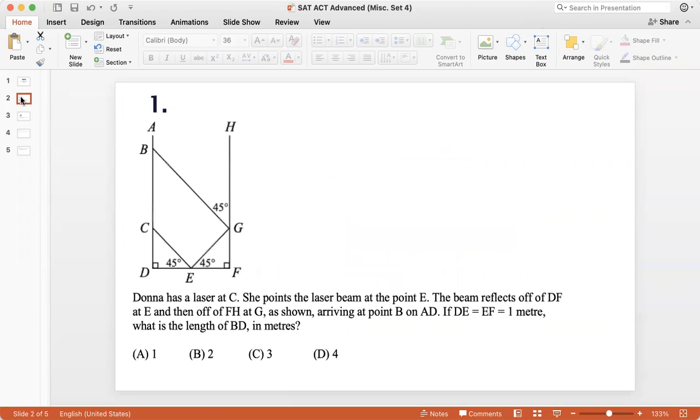Question 1. Donna has a laser at C. She points the laser beam at the point E. The beam reflects off of DF at E and then off of FH at G as shown. So this is the direction of the beam, arriving at point B on AD. If DE is equal to EF is equal to 1 meter, so this is 1, what is the length of BD?